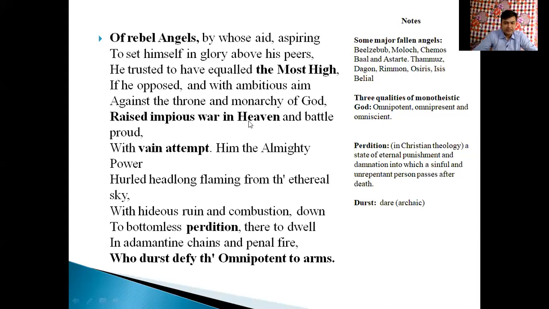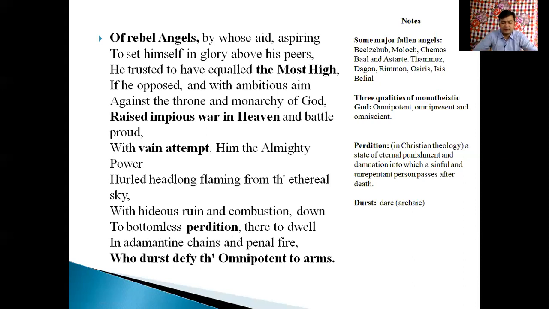and raised impious war in heaven with vain attempt. Vain attempt means they knew they were not going to win, but still they fought. Why did they fight? That is the question. Him, the almighty power, hurled headlong with hideous ruin and combustion down to bottomless perdition. Perdition means all kinds of punishment. So they were defeated, they lost the battle, and now they dwell in adamantine chains and penal fire.